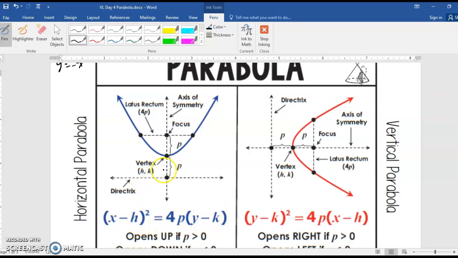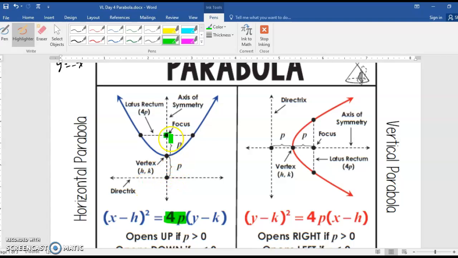So here the vertex is h and k, and the information that we can decipher from 4p is that the focus is always on the inside of the curve, right? We have seen in all the conics. Even in hyperbola, the focus was inside the conic. So if the curve is opening upward, the focus is above the vertex. If it is a downward parabola, it will be the opposite. Focus will be below the vertex. So you have to be careful with those things.